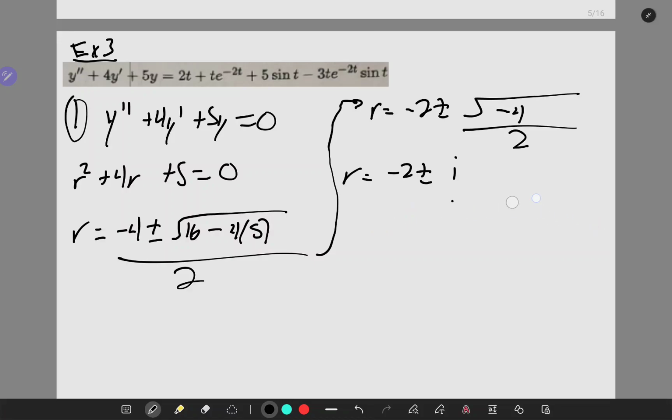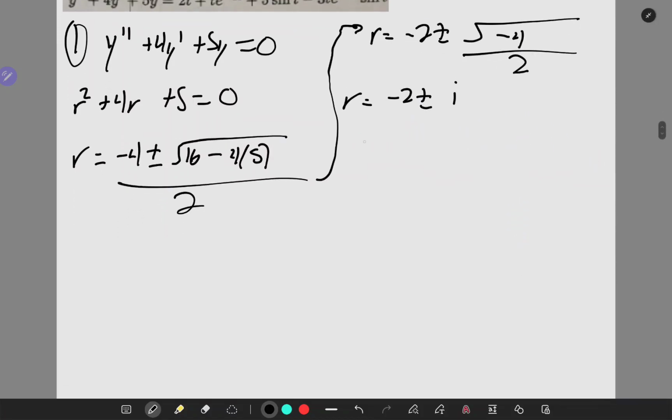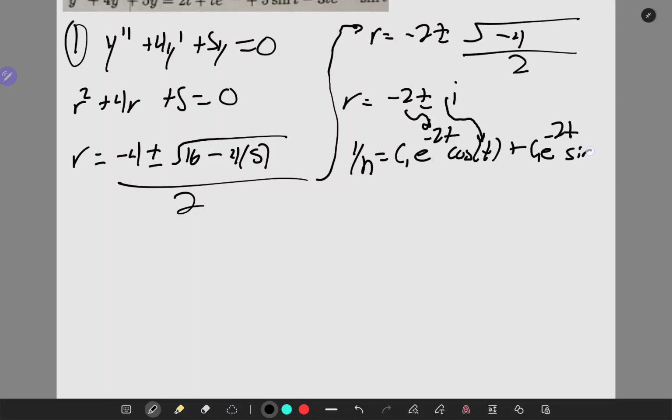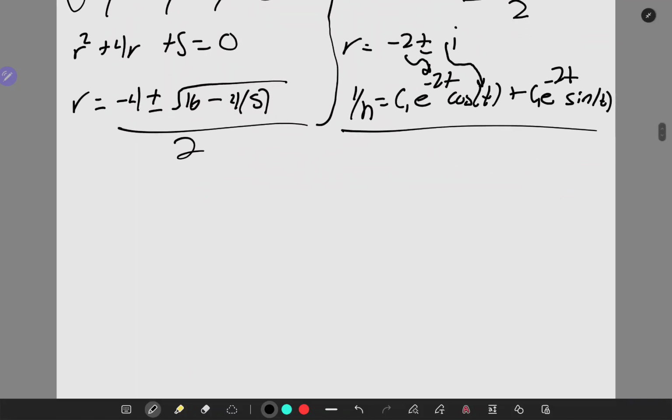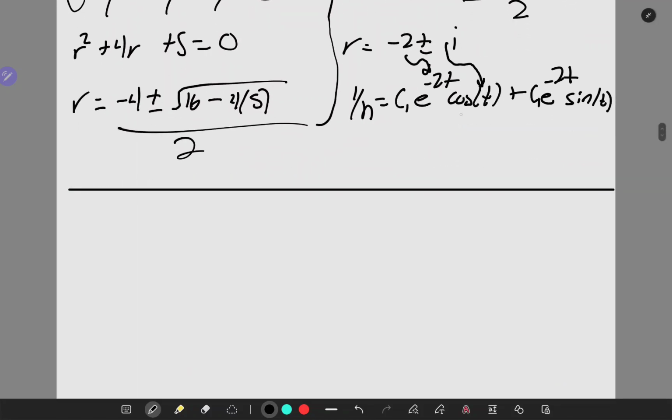I don't need to write that, right? For y sub h, we have complex roots, right? So c1 e to the negative 2t times cosine of t. Remember the shortcut? This goes here, and this goes here. Plus, it doesn't matter if you write sine or cosine first. Sine of t, right? So that's our y sub h. Now, step 2. Propose our y sub p, right?